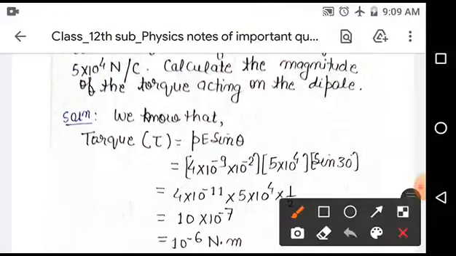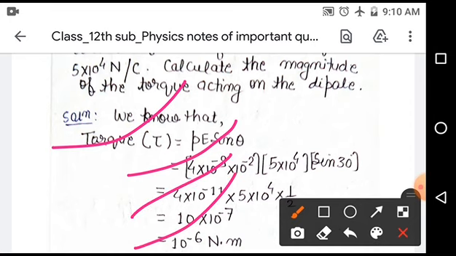What is the formula of torque? We know that torque tau is equal to pE sin theta, and all the values are given. That means by putting the values of p, E and sin theta, we get 4 into 10 to the power minus 9 into 5 into 10 to the power 4 and sin 30, because theta is given 30 degree. So on solving the values, we get 10 to the power minus 4 Newton meter. So it is the required torque working on a dipole.